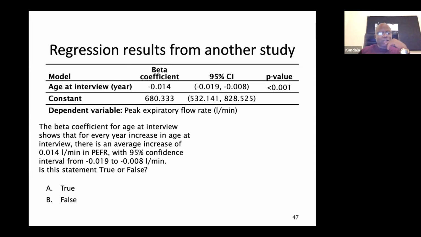So, yes, I agree with you, but there is also something else that I need you to notice. We can see there is a decrease. They are talking about average increase, which is completely wrong. So we should be talking about decrease. What else?